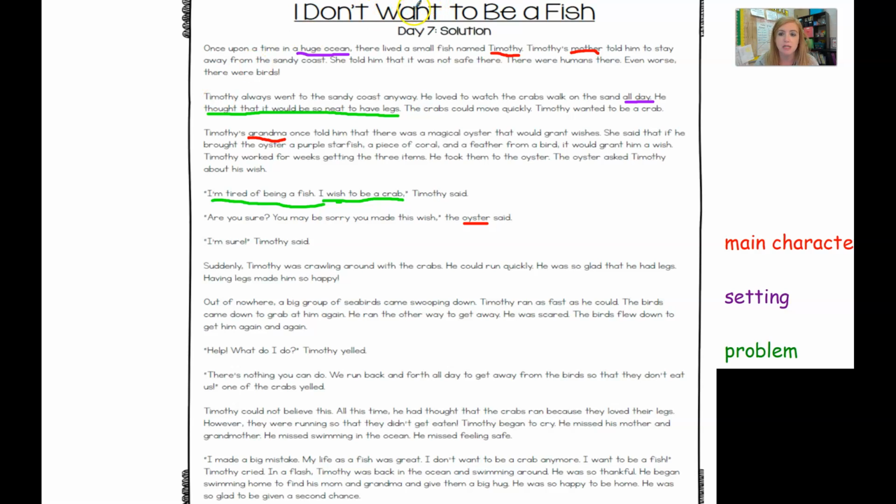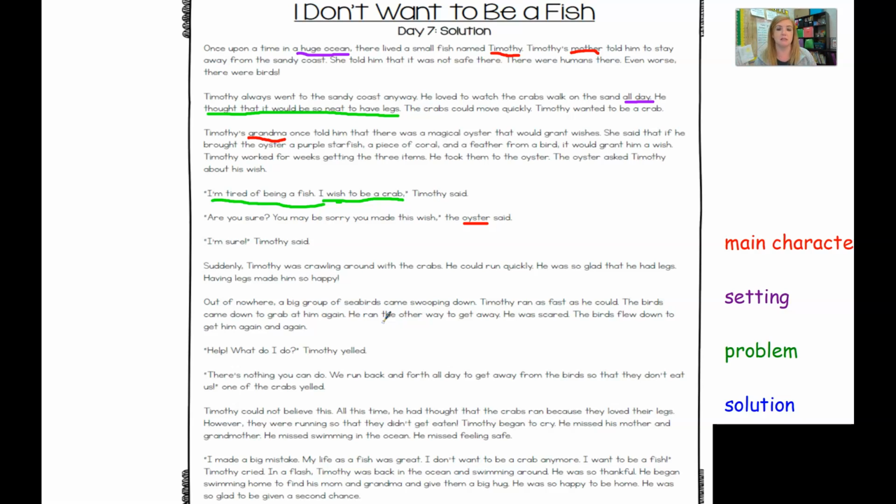So what does Timothy do in the story to address that problem? That will be the solution. And so the solution is, how does Timothy's problem get solved? What Timothy did to get fast legs like a crab was that he went to the magical oyster, and the magical oyster granted him a wish. And then at this part of the story, it says having legs made him so happy.